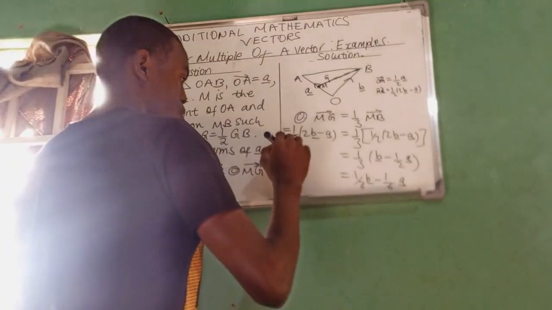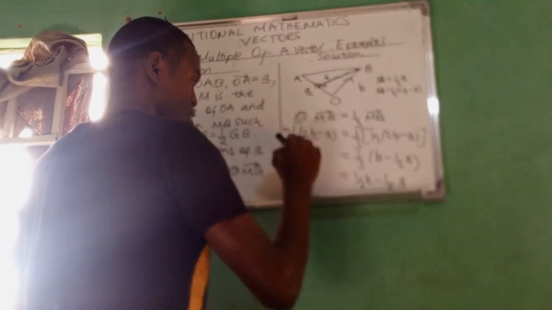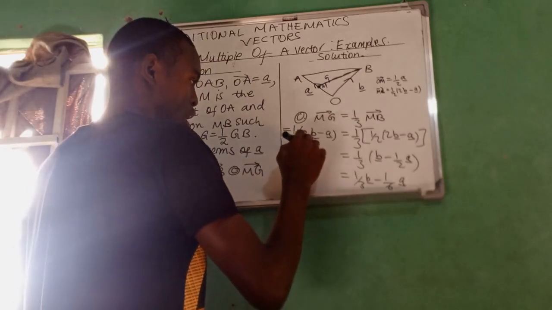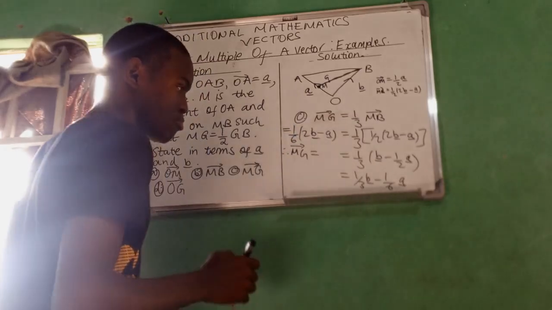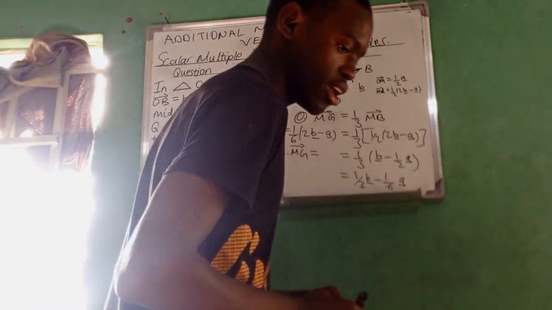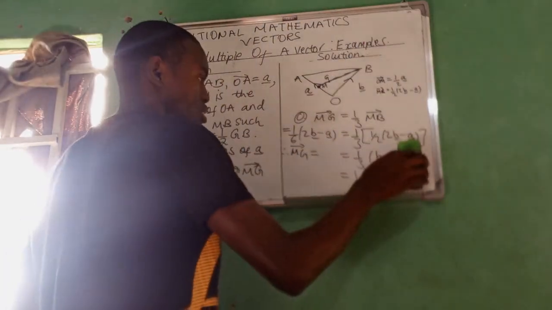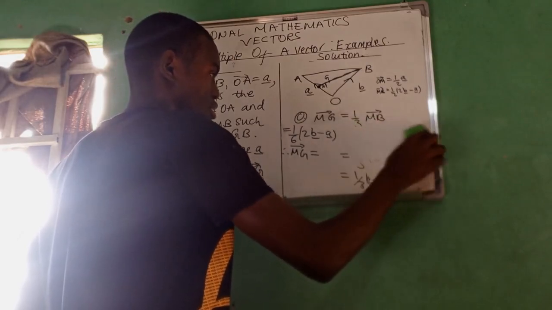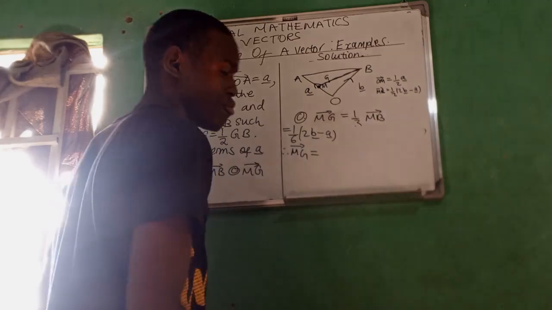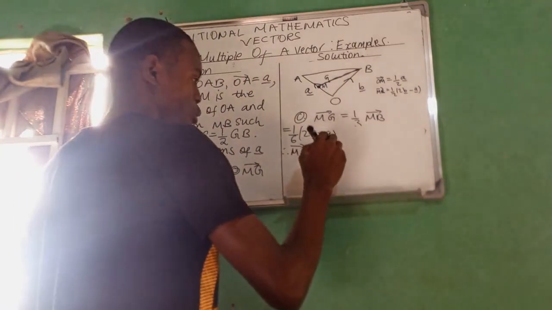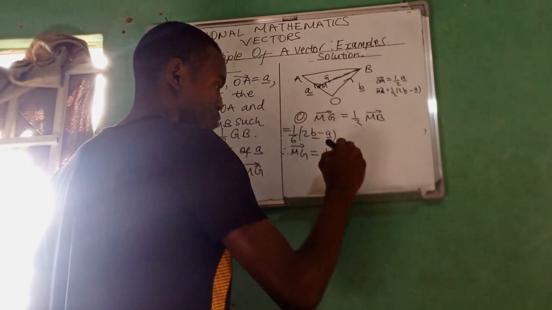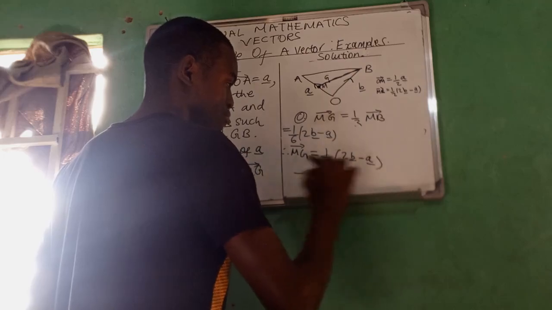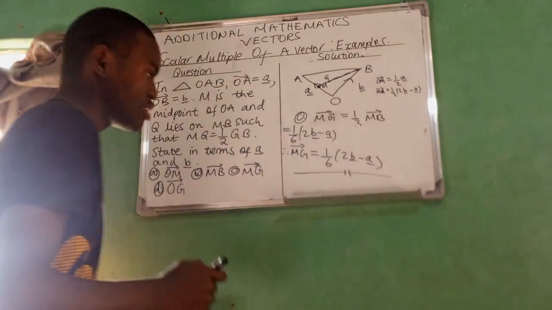So therefore our MG is equal to 1/6, let us just create space. I hope you are following. Therefore our MG is equal to 1/6 of 2 vector B minus vector A, like that. That's your final answer.